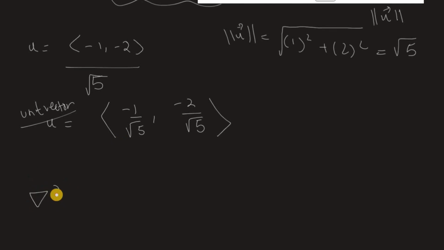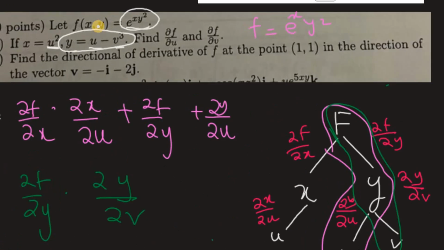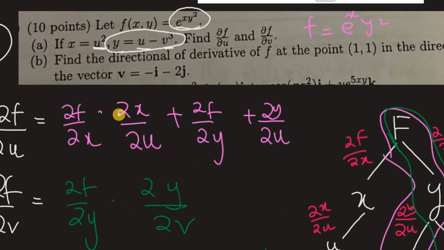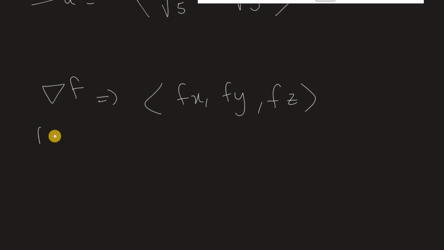So now let's go ahead and calculate the gradient. We're finding the gradient of the function. The gradient of a function is nothing but simply f_x, f_y, and f_z: the partial derivative with respect to x, the partial derivative with respect to y, and the partial derivative with respect to z. So what is the function given to us? The function that we have here is e to the xy squared. And first of all, we are finding the partial derivative of f with respect to x, which we can also write as f_x.